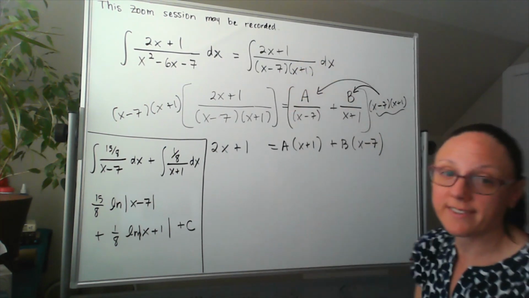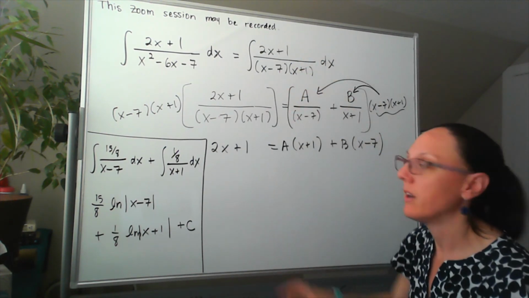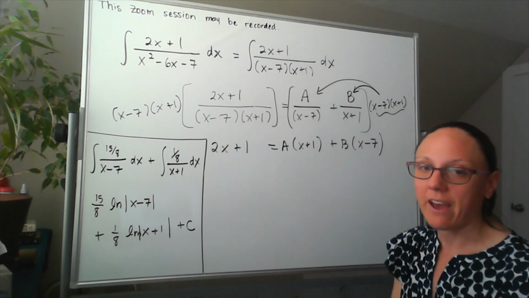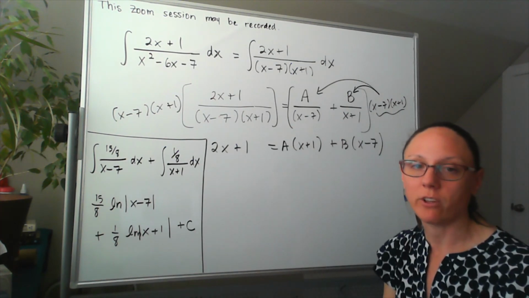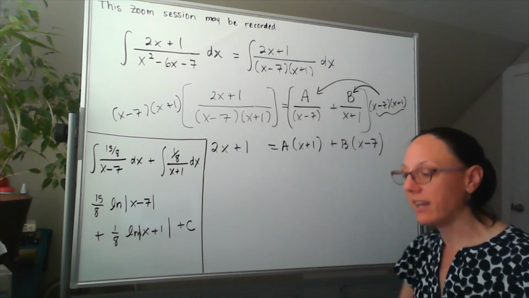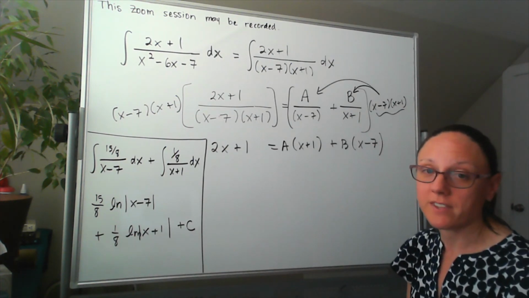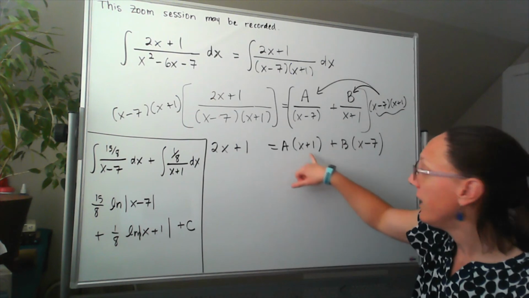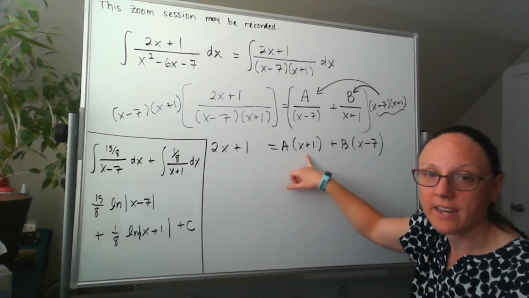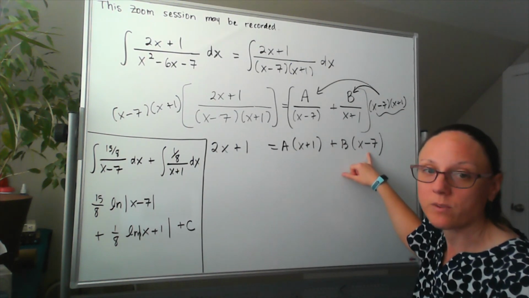We start off with the same steps to do the other method, but instead of expanding this out, we're just going to choose nice values of x to plug in. And the nice values of x I'm going to choose usually are anything that make a part of this equation 0. In this case, I'm going to choose x equals -1 and x equals positive 7.